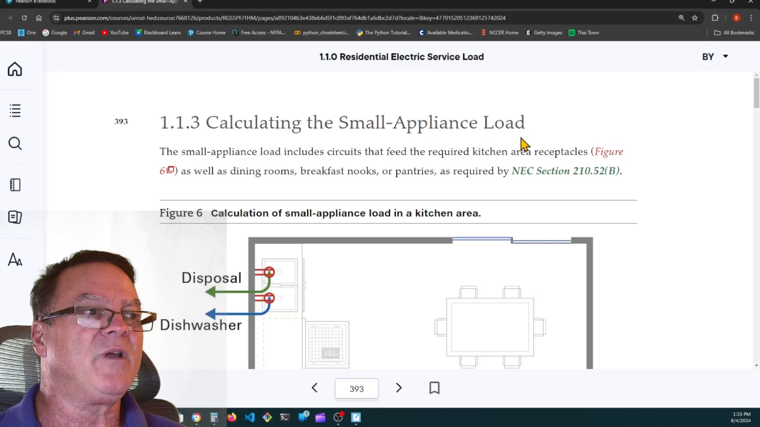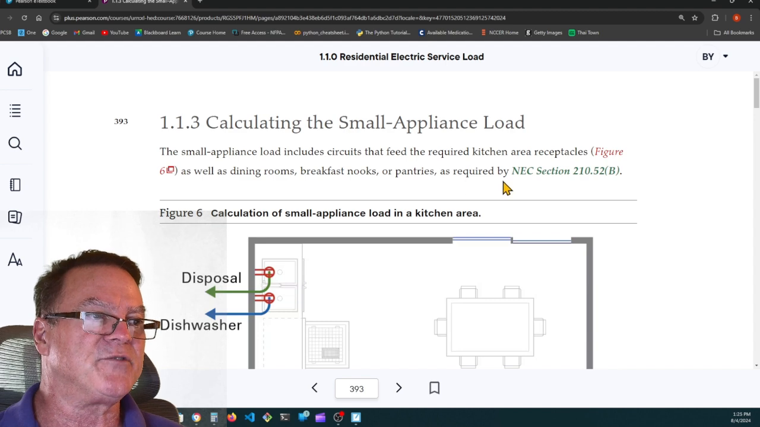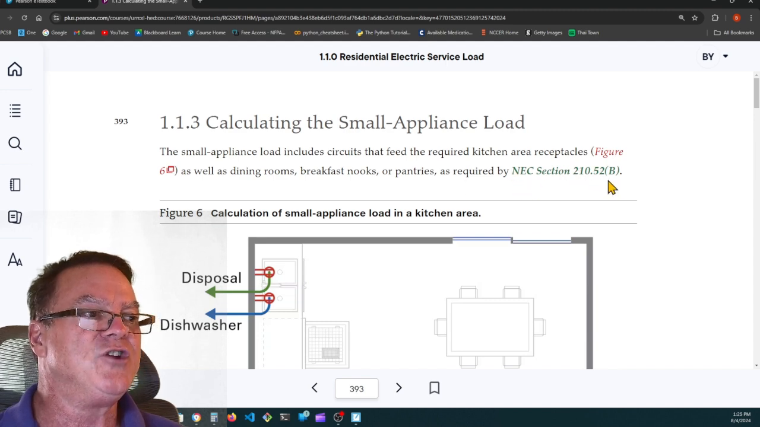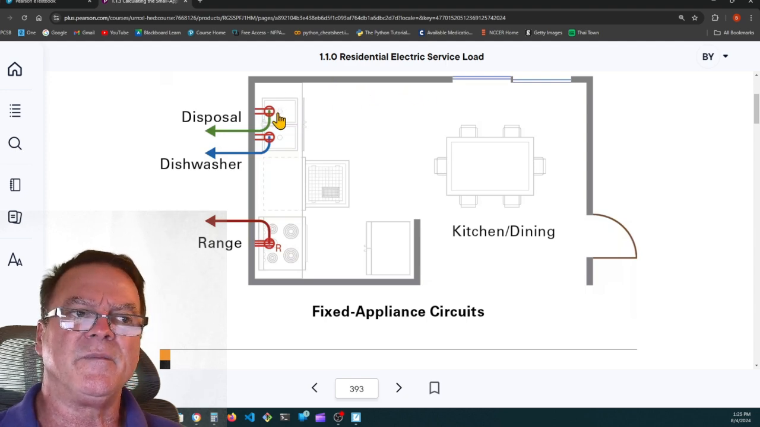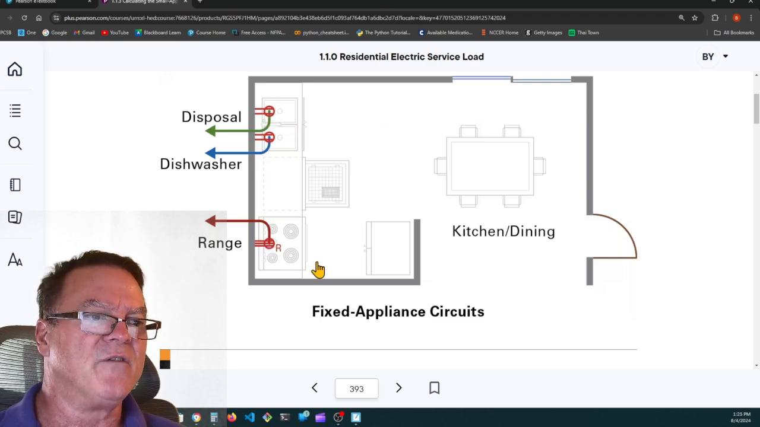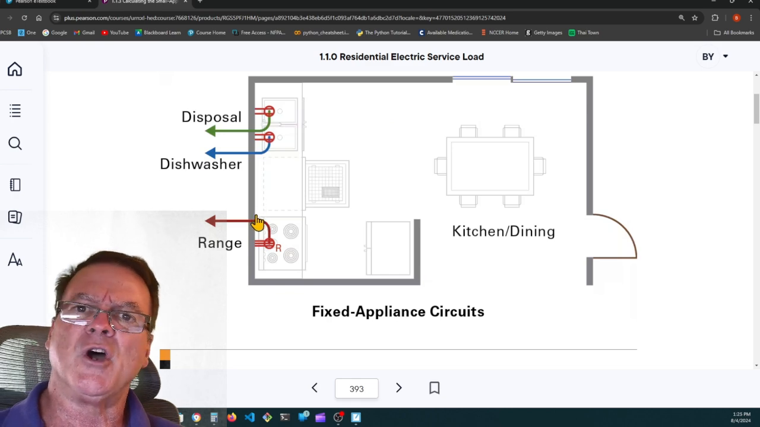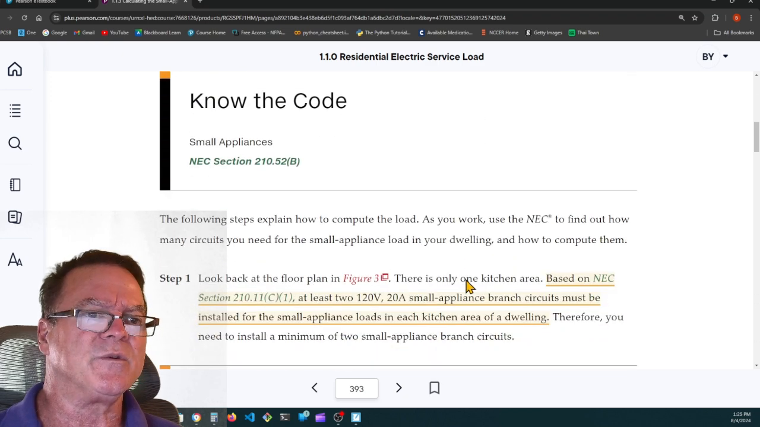1.1.3, calculating the small appliance load in the kitchen. Small appliance load includes circuits that feed the required kitchen area receptacles, as well as dining rooms, breakfast nooks, pantries, as required in NEC section 210.52b. So here's the countertop space in the kitchen and any receptacles in here. Not the garbage disposal, not the dishwasher, not the range, but the general purpose receptacles, plugging in a blender or a toaster or a mixer, any of those. That's what we're talking about.